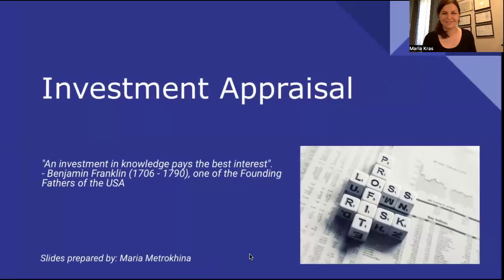There you go. Okay. So today we're discussing investment appraisal, so analysis of investment projects. And just a note, I like this quote by Benjamin Franklin, who said, "An investment in knowledge pays the best interest." Keep that quote in mind. We'll discuss it shortly, okay?